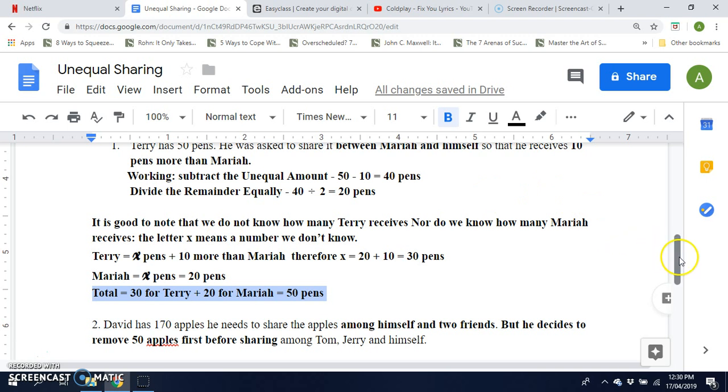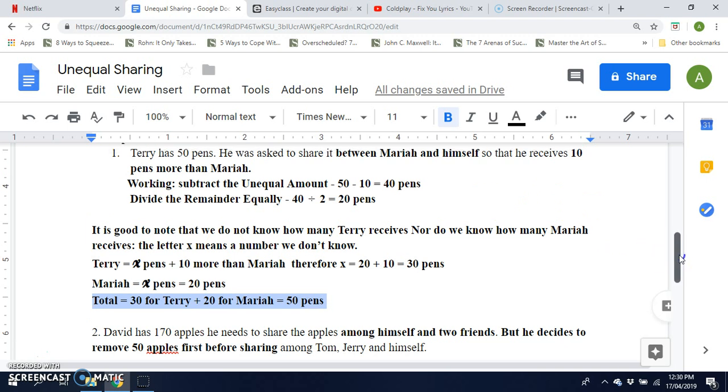Now if you look at the question, you will note Terry had 50 pence. He shared it between Maria and himself. 50 has to share. He receives 10 more than Maria. So 30, 20, 10 more than Maria. 30 and 20, right? And then afterwards, he has 50 because 20 and 30 is 50.